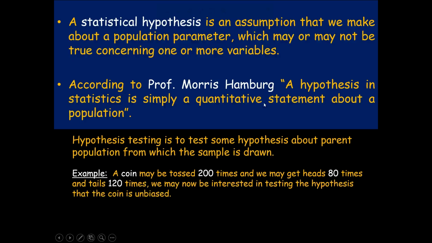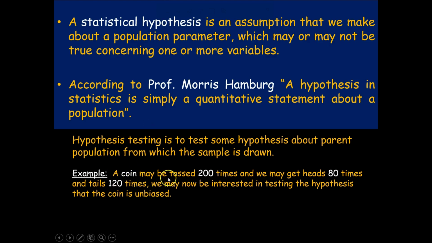Let us proceed. A statistical hypothesis is an assumption that we make about a population parameter which may or may not be true concerning one or more variables involved in a particular study. According to Professor Morris Hamburg, a hypothesis in statistics is simply a quantitative statement about a population. Or we can say a statistical hypothesis is a statement about a population or a probability distribution which we want to verify on the basis of evidence or on the basis of information which is given by a sample.